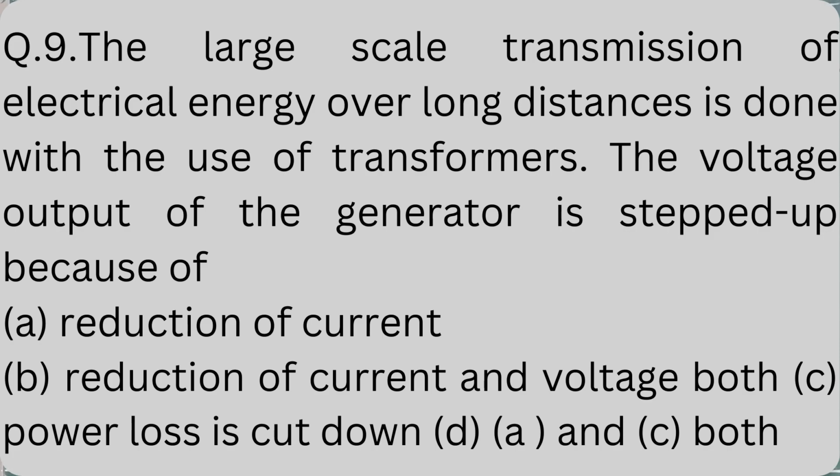Ninth, the large scale transmission of electrical energy over long distances is done with the use of transformers. The voltage output of the generator is stepped up because of A. Reduction of the current, B. Reduction of the current and voltage both, C. Power loss is cut down, D. A and C both.